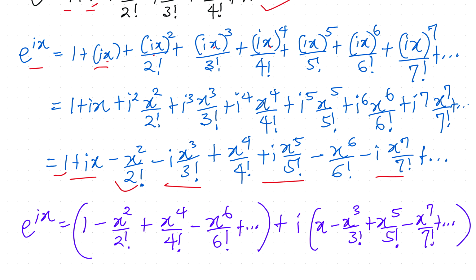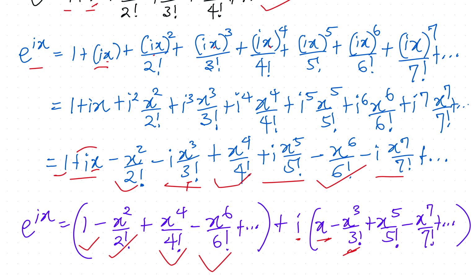And for the parts that have i, see what we have. I just put the i outside because i is common. So we have x here. Then here you have x cubed over 3 factorial, that's minus x cubed over 3 factorial. And this one has i, that's plus x to the 5th over 5 factorial. This one has i, so we have minus x to the 7th over 7 factorial.